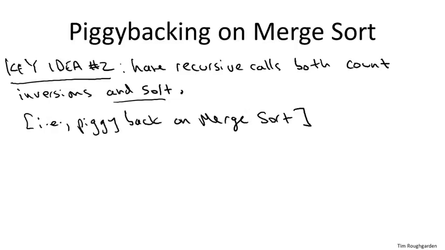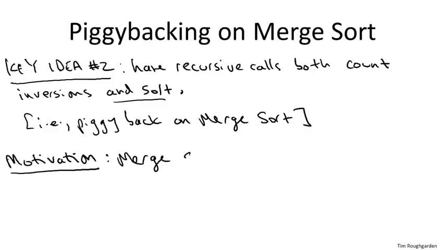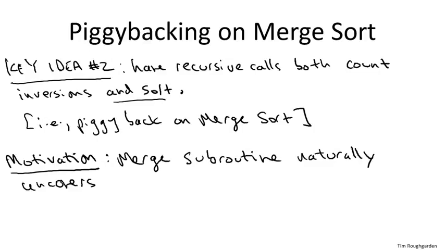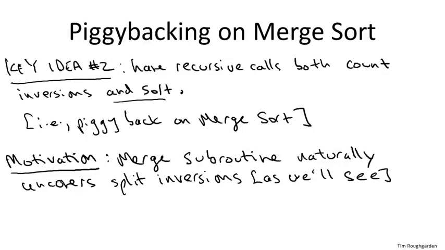And hey, why not? We know sorting is fast. Merge sort will do it in n log n time, which is the runtime we're shooting for. So why not just throw that in? Maybe it'll help us in the combine step, and as we'll see, it will. So why should we demand more of our recursive calls? Well, as we'll see in a couple slides, the merge subroutine almost seems designed just to count the number of split inversions. As you merge two sorted subarrays, you will naturally uncover all of the split inversions.